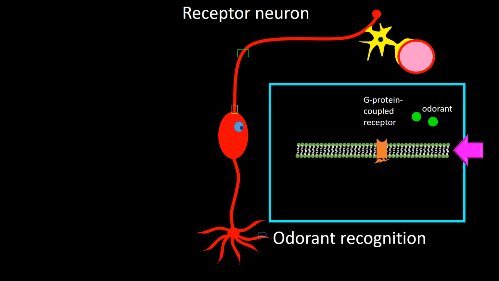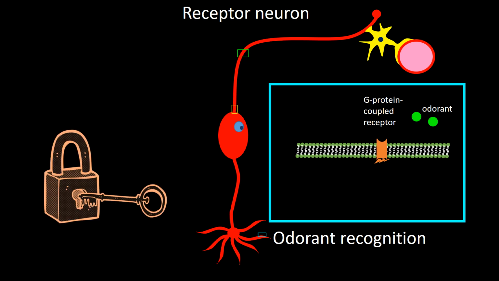The interaction between a receptor and a specific odorant resembles the interaction of a key and a lock device. The receptor, the lock, only reacting to a specific basic odorant, the key.